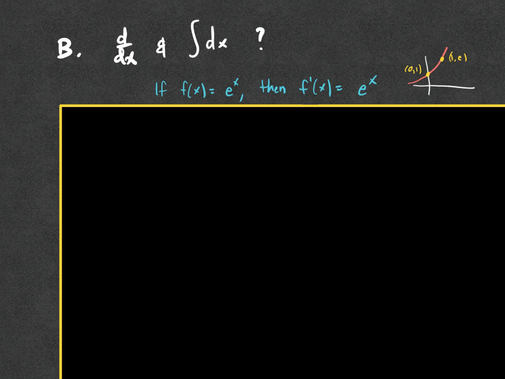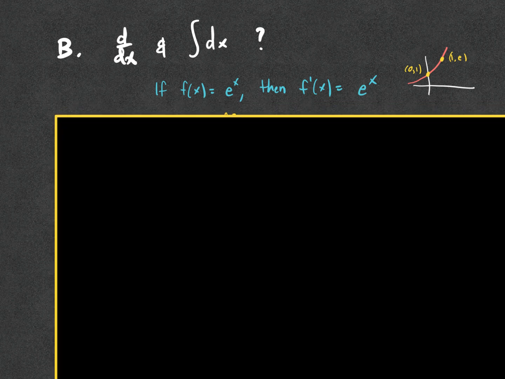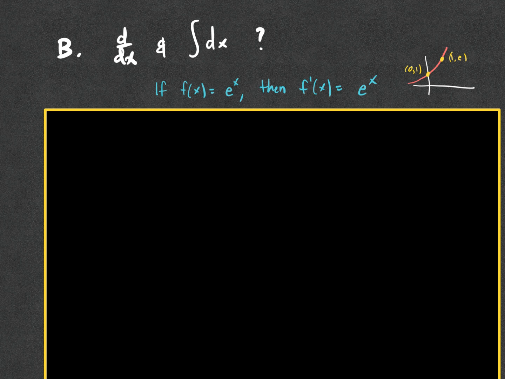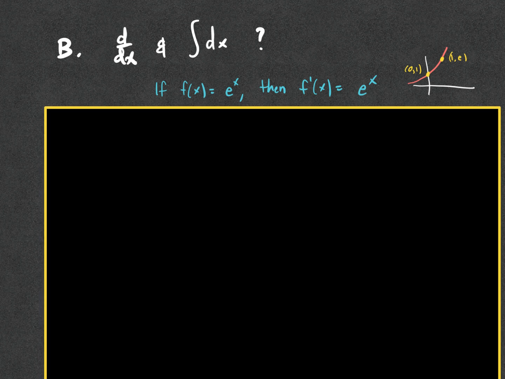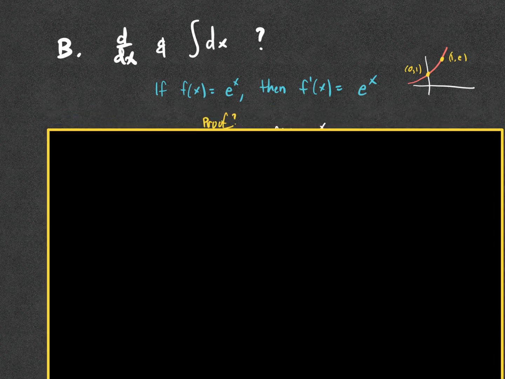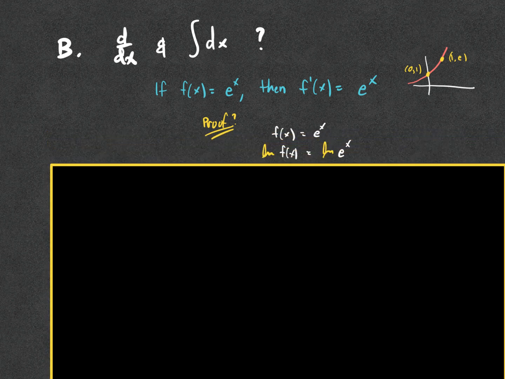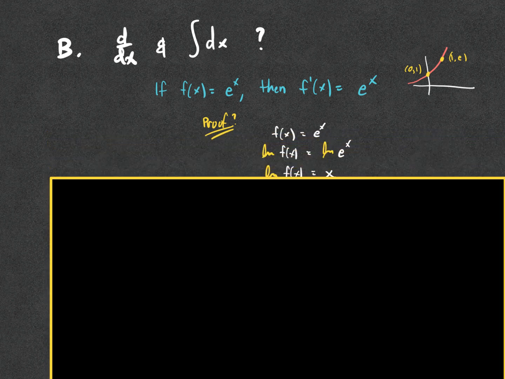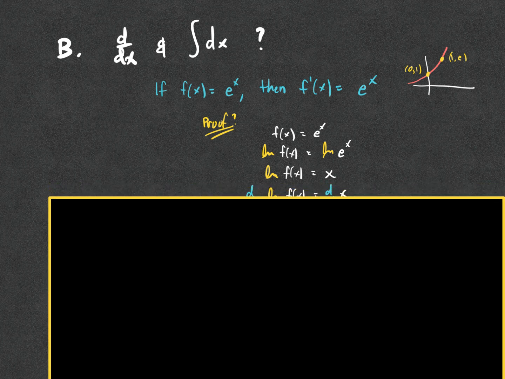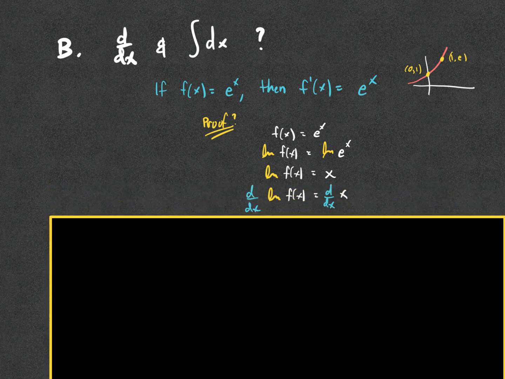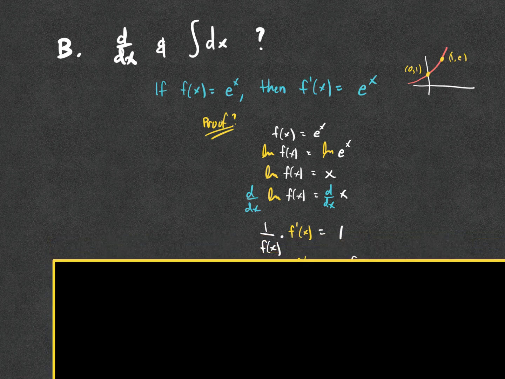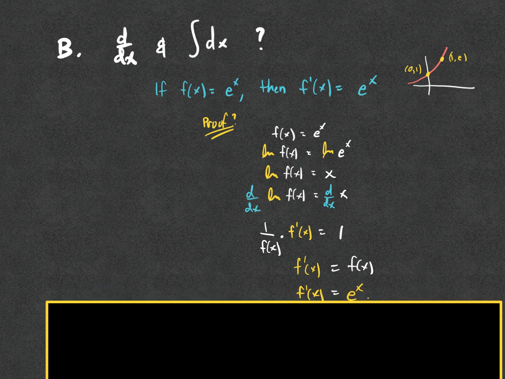Well, we've seen this before. Could you prove it if you needed to? Maybe try it on your own right now. Here's a quick proof. And take the derivative of both sides with respect to x, which leaves us with 1. Don't forget the chain rule, 1 over that expression times the derivative of the expression. And it's that simple. f prime of x is just f of x, which was e to the x.